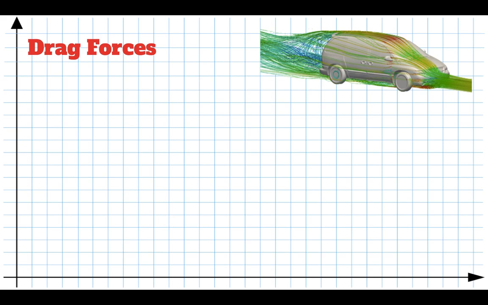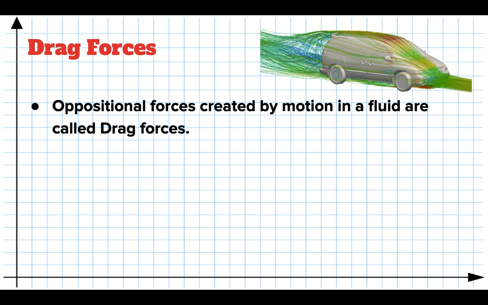Now, what about your car zooming down the road? What kind of force is acting on it? Well, if it's cutting through the air, there is what we call a drag force. Anytime an object moves through a fluid, there is an oppositional force called a drag force that always opposes motion. So if your car is going north, the air resistance acts towards the south. If your car is going east, the air resistance acts towards the west.